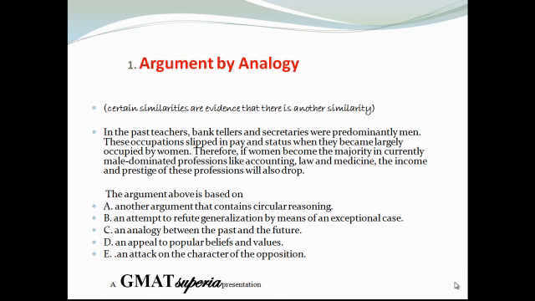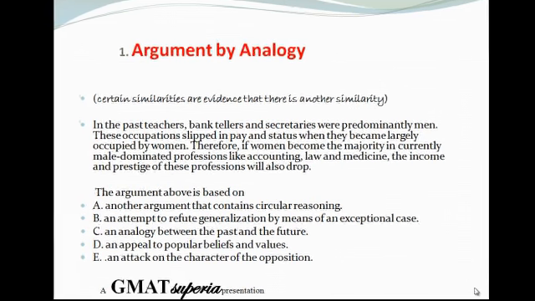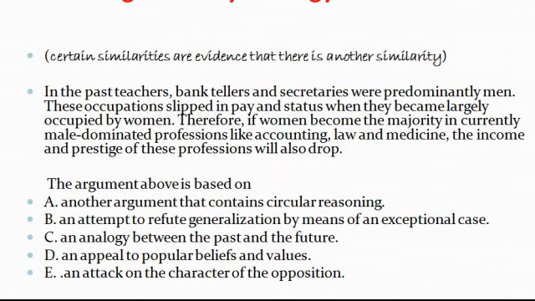Now, there are different types of arguments. One is the argument by analogy. There are certain similarities given in the evidence and therefore a conclusion is drawn. Now, let's study the argument. In the past, teachers, bank tellers and secretaries were predominantly men. These occupations slipped in pay and status when they became largely occupied by women. Therefore, that's the conclusion: if women become the majority in currently male-dominated professions like accounting, law and medicine, the income and prestige of these professions will also drop.